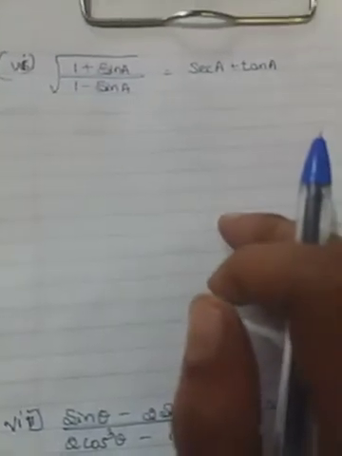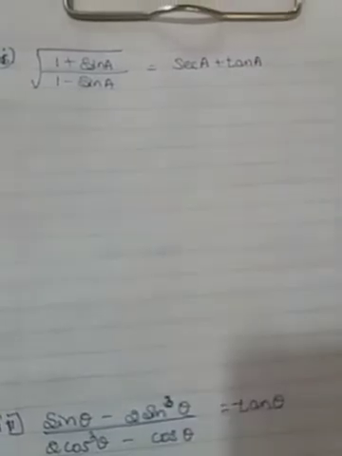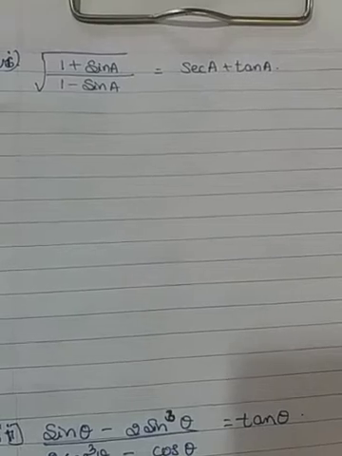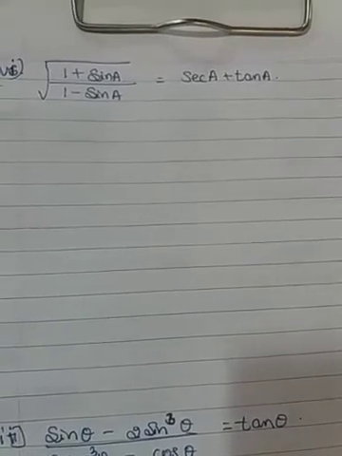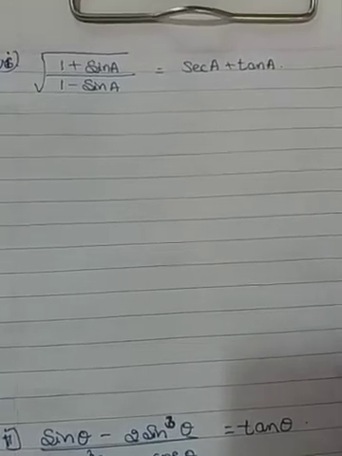Let's move to the next sum. That is the sixth sum. Square root of 1 plus sin A divided by 1 minus sin A equals secant A plus tan A. Square root of 1 plus sin A divided by 1 minus sin A equal to secant A plus tan A.